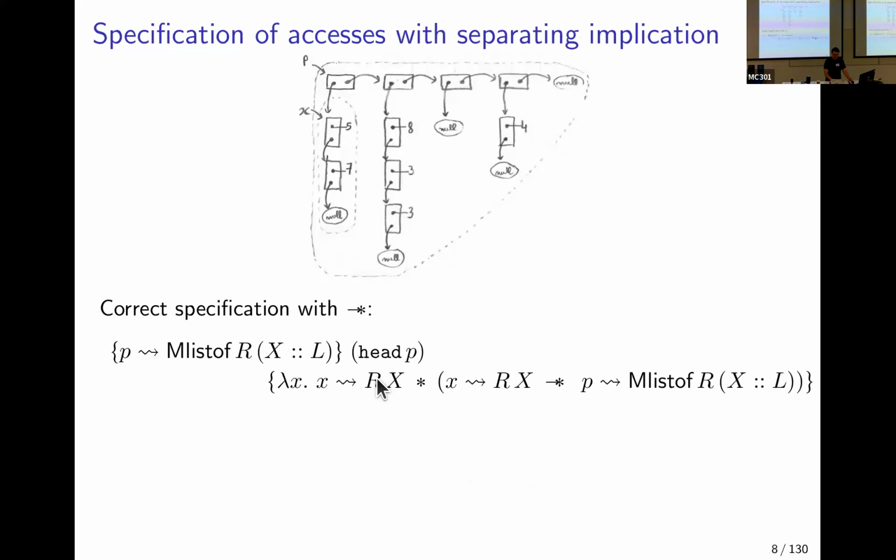You have another way that is using the magic wand, that says, when you do head of P, you get some X that points to this big X, that is the head of the higher order list. And separately, if you give me back this X pointing to big X, I can give you back the whole list. So that's fine. Can you see a problem with this?